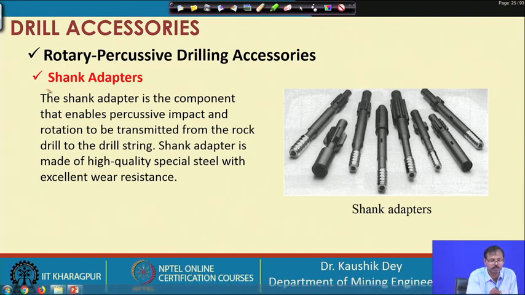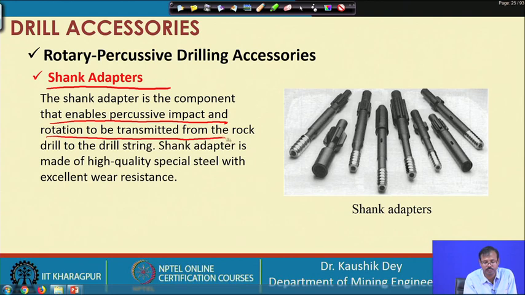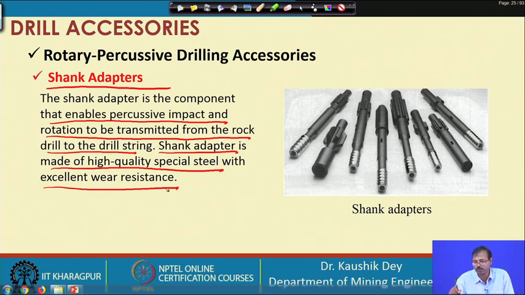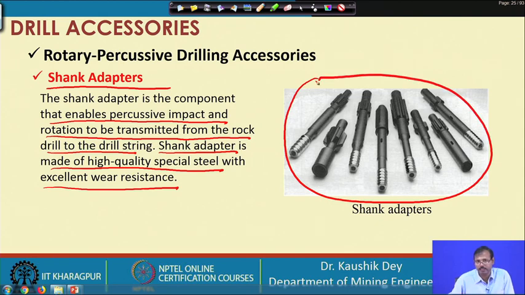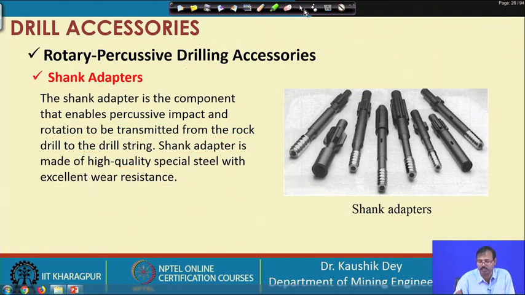Next is the shank adapter, which is very important, as it basically enables the percussive impact and rotation to be transmitted to the drill steel from the machine. So, the shank adapter is made of high quality special steel with excellent wear resistance, because all the wear and tear and the shearing force is basically withstood by this. If the shank fails at any time, the total drill will fail. So, that is why the shank is very important, and it should have high strength steel, so that it can withstand all those shearing actions.